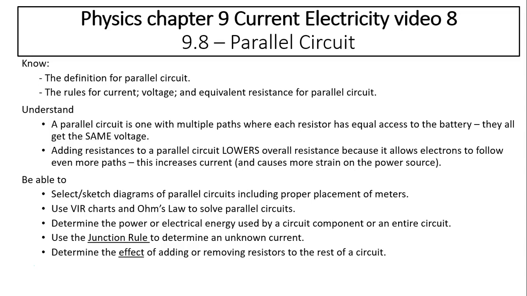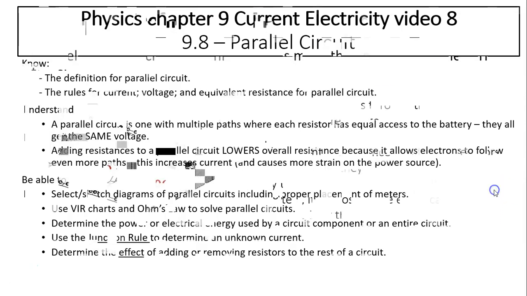Be able to determine the power or electrical energy used by circuit components or an entire circuit. Use the junction rule to determine the unknown current and determine the effect of adding or removing resistors to the rest of the circuit.